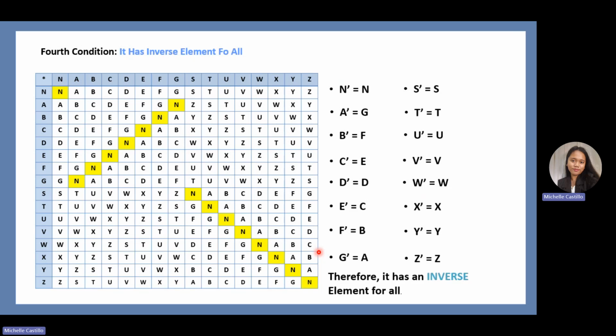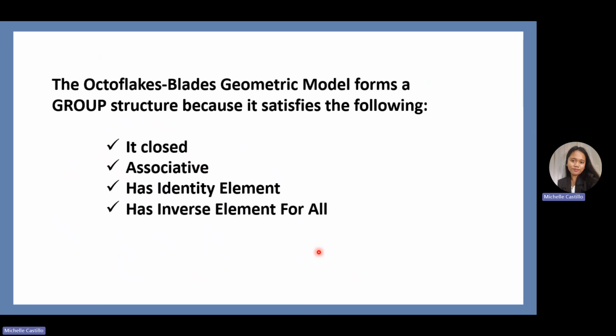Therefore, this table satisfies the fourth condition, which is that it has an inverse element for all. And since octaflix blades satisfy all four conditions, it is closed, it is associative, has identity element, and has inverse element for all. Therefore, we conclude that octaflix blades is a group structure.